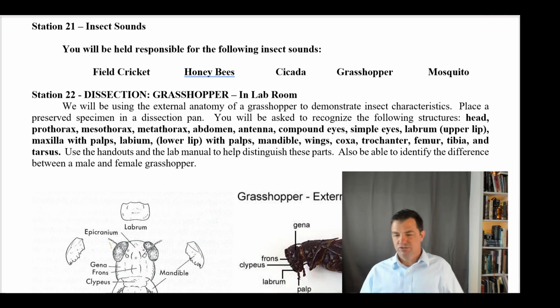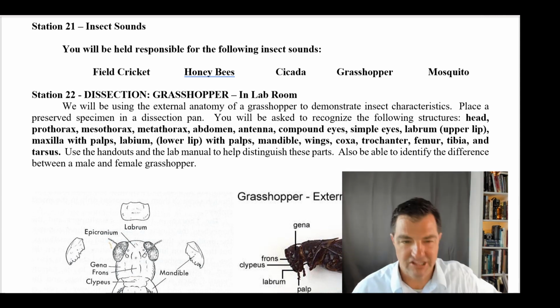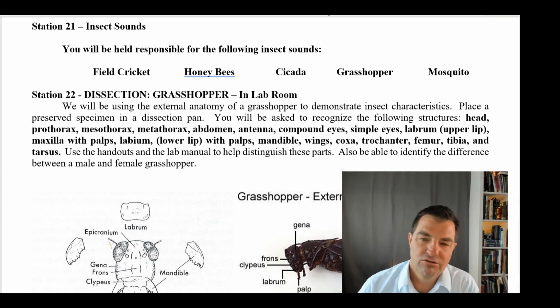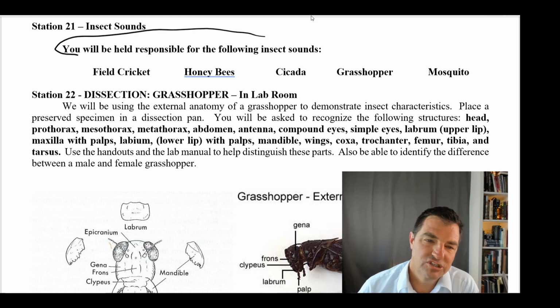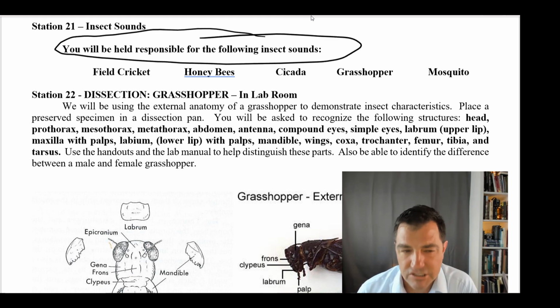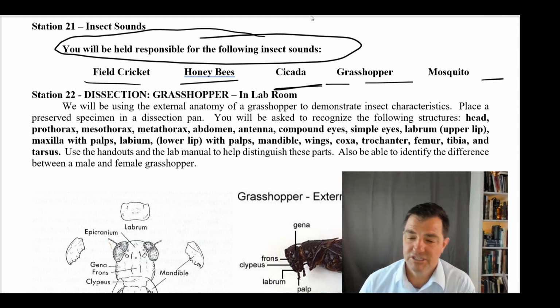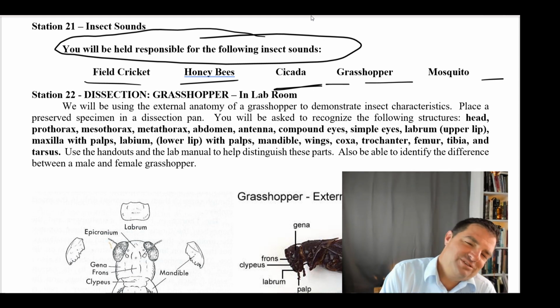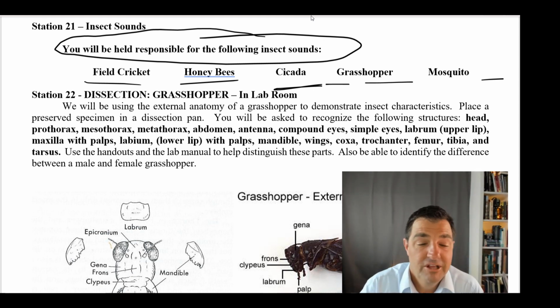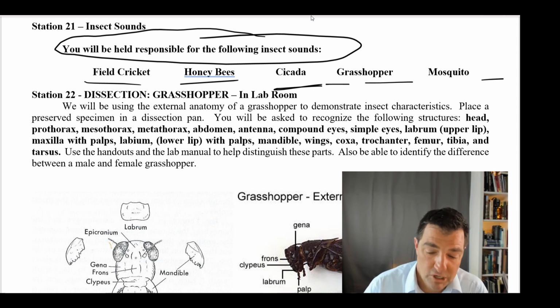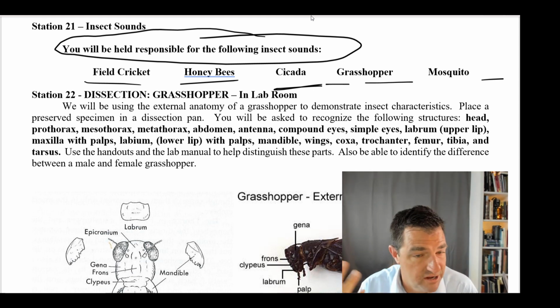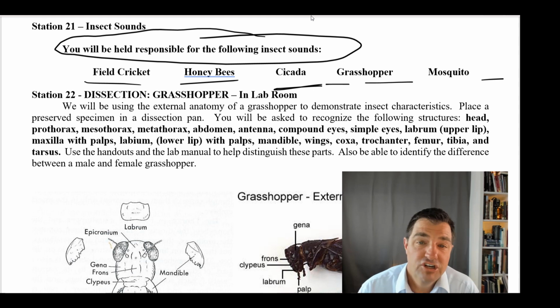We also get to a very interesting spot in the class where you're going to be held responsible for knowing certain sounds. So in this case, we only have 5: field cricket, honeybee, cicada, grasshopper, and mosquito. A lot of people think this is a joke when we get to it and they laugh. Oh, sounds, how are you going to do that? Well, that's what we're going to do. So we're going to play a sound. You're going to hear a sound, and you have to know those animals.